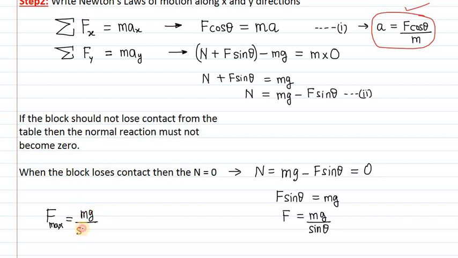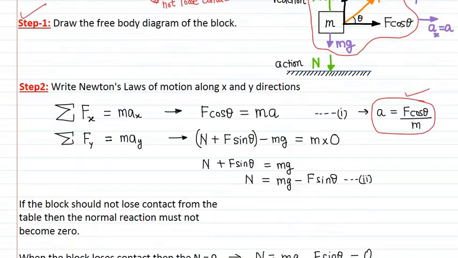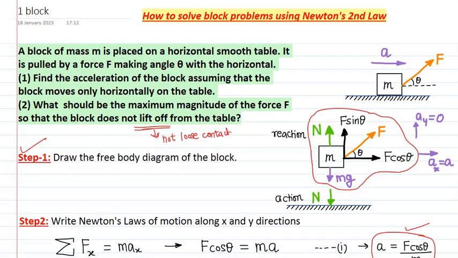This implies that if the value of the force becomes greater than mg by sin theta, then the body will definitely lose contact from the surface. So this is the second answer, that the maximum value of the force must be only mg by sin theta, otherwise the body will begin to move vertically upward. In this manner, both the parts of the question are solved.